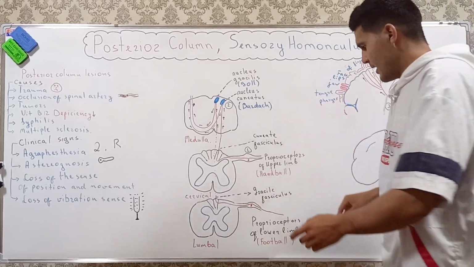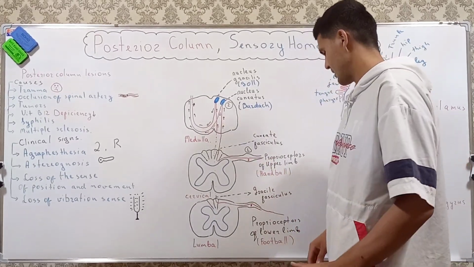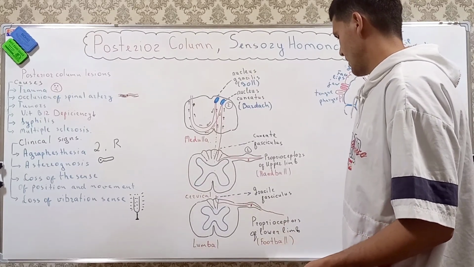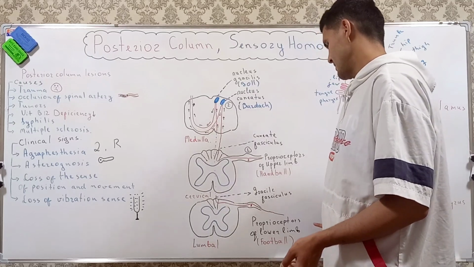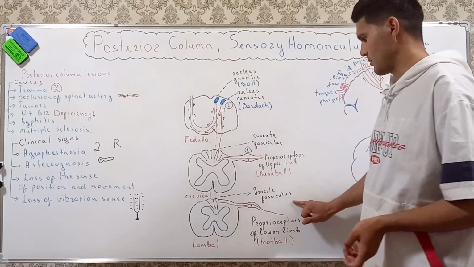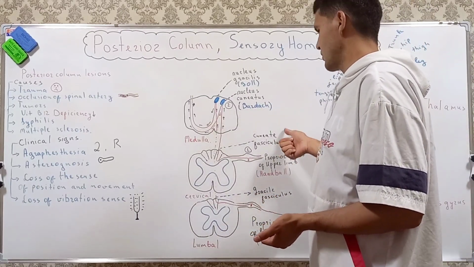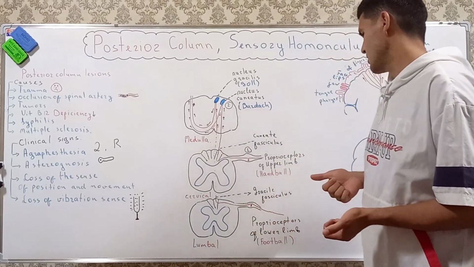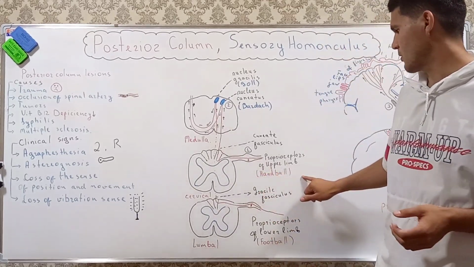Okay? That's a mnemonic clue: football. You know football is played with your foot, and the proprioceptors of our lower limbs carry proprioceptive information via the fasciculus gracilis. The second one is the fasciculus cuneatus. The fasciculus cuneatus conducts information from our upper limbs. That's the mnemonic.